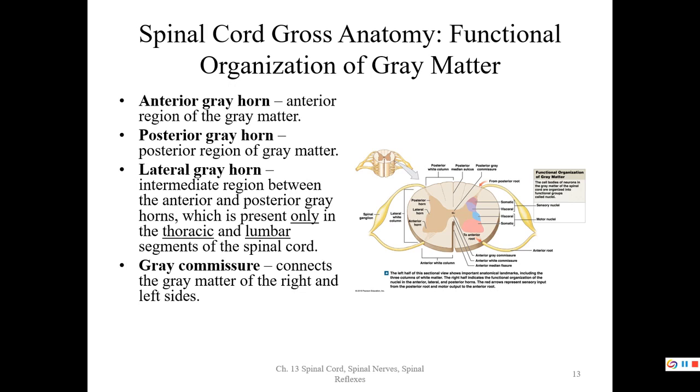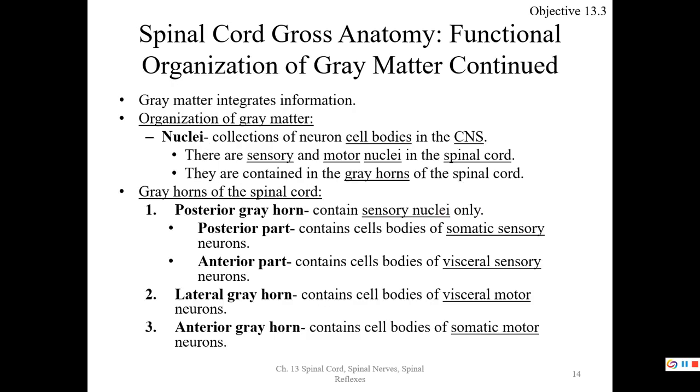Okay, gray commissure. This connects the gray matter left and right. A commissure connects left and right. We talk about commissural fibers in neurons that connect left and right. Now, gray matter integrates. It makes sense of things. It collects information and makes sense of it.